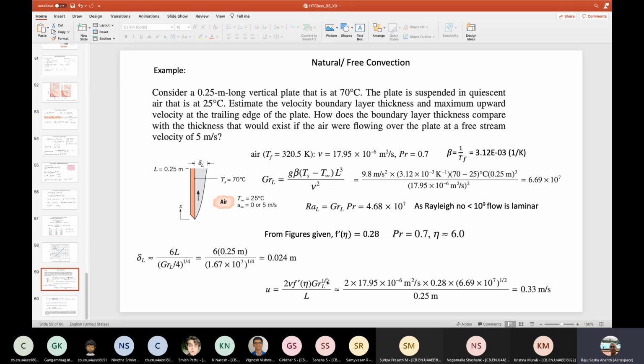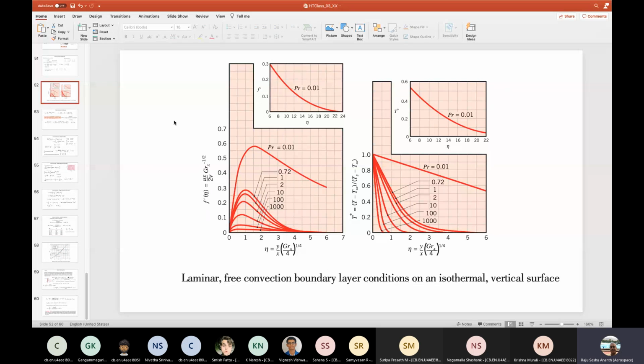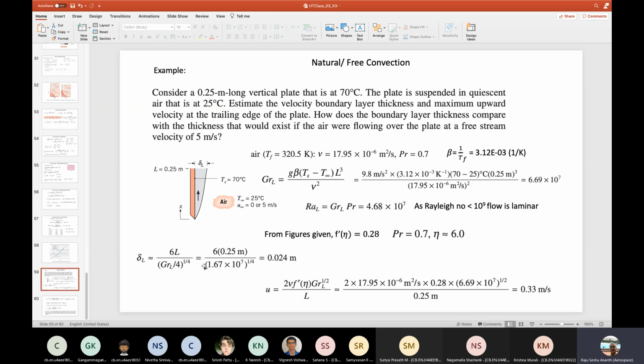So I plugged in eta and then F prime. Let's go back and look at the curve here. The Grashof number has been calculated. F prime is about 0.28, with Prandtl number 0.7. So F prime at the maximum velocity is around here, 0.28. That is the reason we took that 0.28 as F prime, with Prandtl number and eta at 0.6. I substituted everything here and calculated that the maximum velocity is about 0.3 meters per second. It's very low.